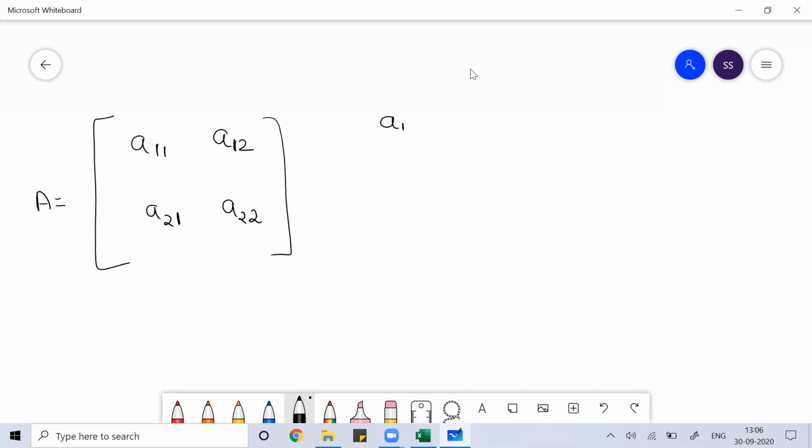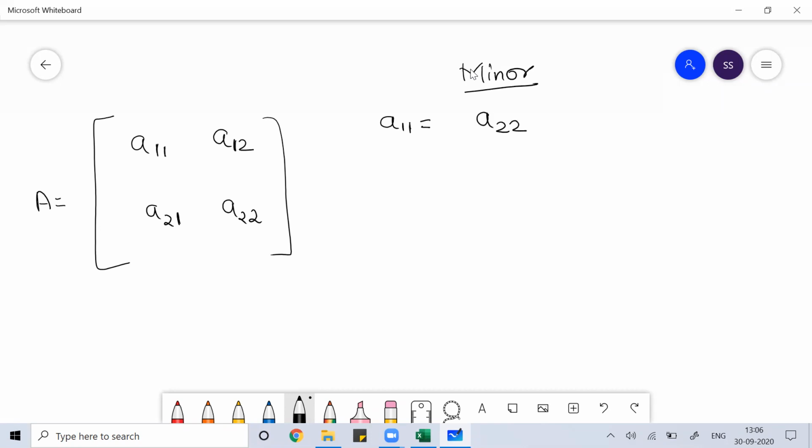If you have a 2 by 2 matrix with a11, a12, then a21 and a22, suppose this is the matrix. Now I want the minor of each element. What is the minor of a11? If you exclude that row and that column, what is left? The minor of a11 is a22.